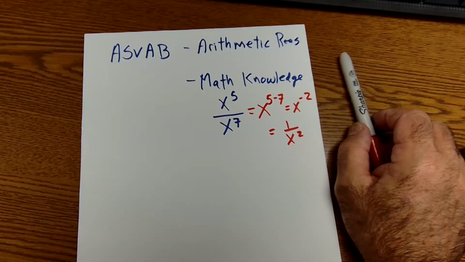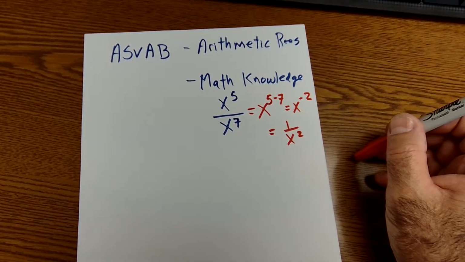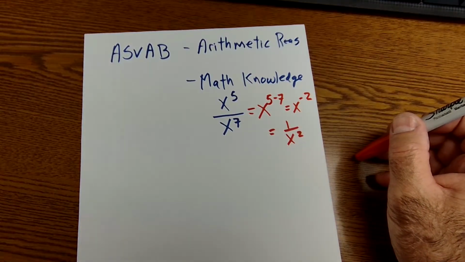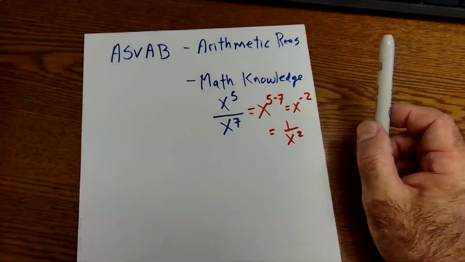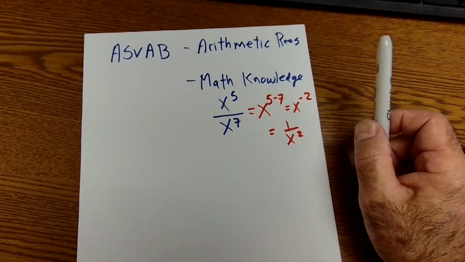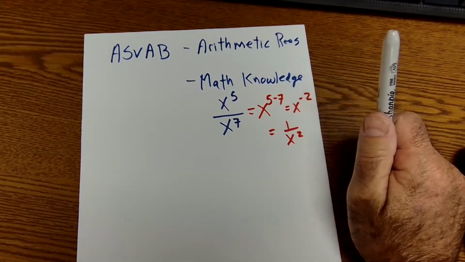All right, I think with that said, I feel like that went pretty well. Went over a little bit of what the ASVAB portions are, adding, subtracting fractions, multiplying fractions, some ratio problems. And I think we'll call it there.